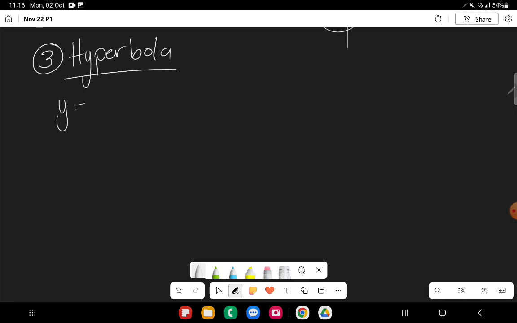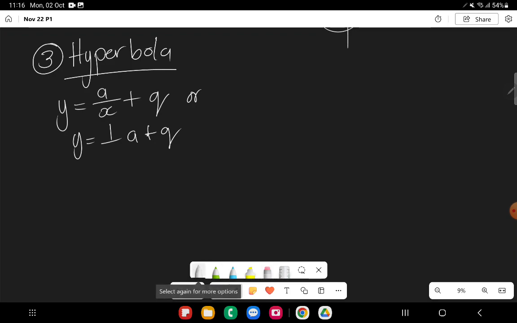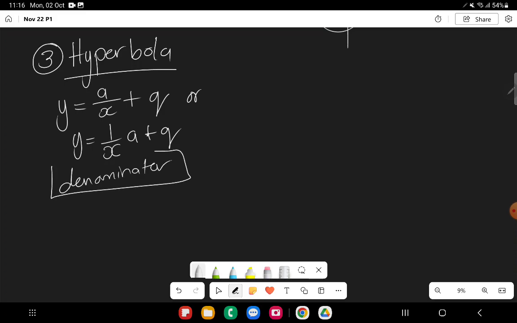The third graph that we know is called a hyperbola. And the equation for the hyperbola is y is equal to a over x plus q, or you can say y is equal to 1 over x times a, plus q. The important part that you need to notice here is that x is the denominator. That's where your x is.